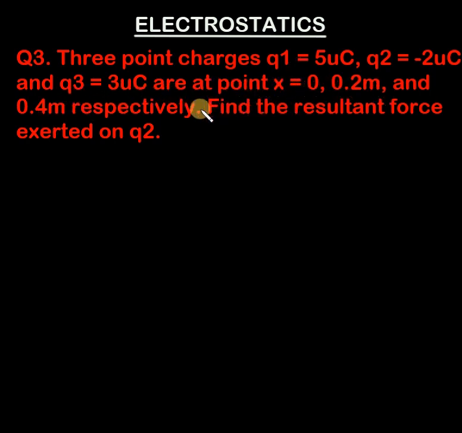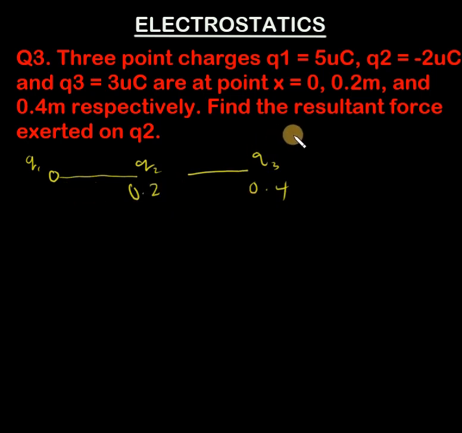Alright, the last question here says three-point charges Q1, Q2, and Q3 are at points x equals 0, 0.2 meter and 0.4 respectively. Find the resultant force exerted on Q2. First, let's draw our diagram. Our Q1 is said to be at the origin, 0. Our Q2 is said to be at 0.2, and our Q3 is said to be at 0.4.